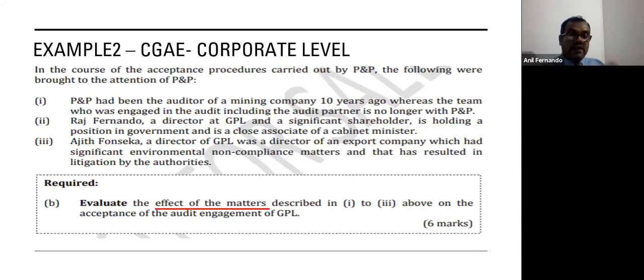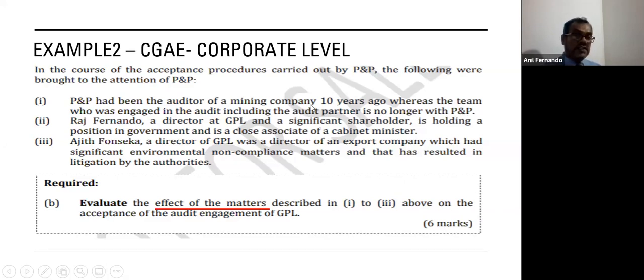You need to comment, as evaluation has to be done on these 3, before or on the acceptance of the audit engagement. The marks allocated are 6, therefore each point will carry 2 marks. Evaluation is needed. Now start reading the first one: PNP had been the auditor for the mining company 10 years ago, whereas the team who was engaged in the audit, including the audit partner, is no longer with PNP.